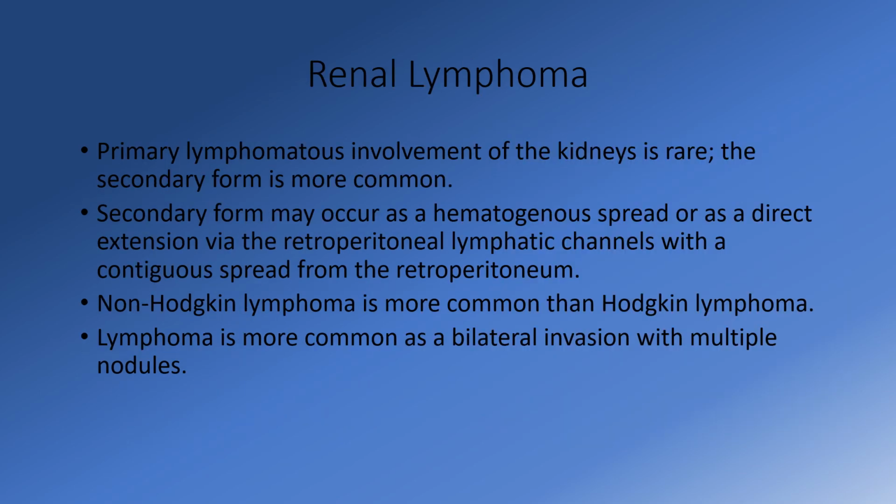So renal lymphoma comes in two forms, a primary form and a secondary form. The primary form is rare. The secondary form is going to be more common. And the secondary form occurs as a hematogenous spread or as a direct extension via the retroperitoneal lymphatic channels with contiguous spread from the retroperitoneum. So what that means is it invades the kidneys from the lymphatic system or through the blood vessels. Non-Hodgkin's lymphoma is more common than Hodgkin's, and lymphoma is more common as a bilateral invasion with multiple nodules. So if one kidney is involved, very likely the other kidney is going to be involved as well.